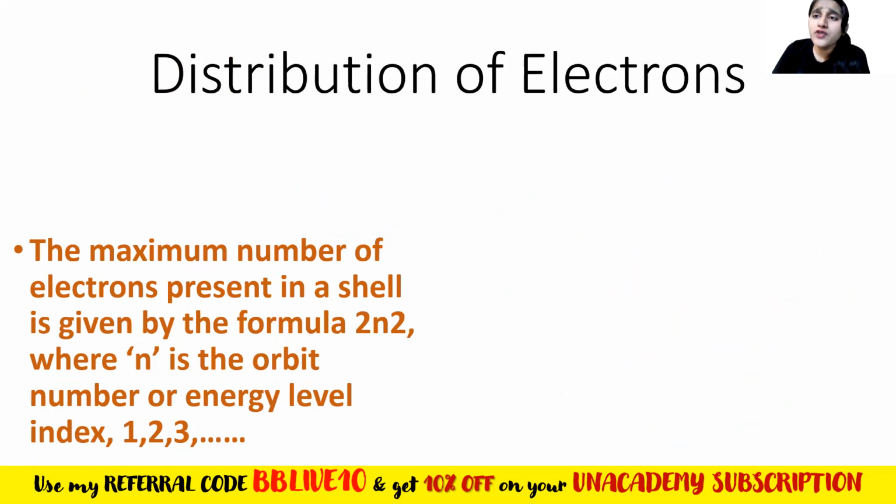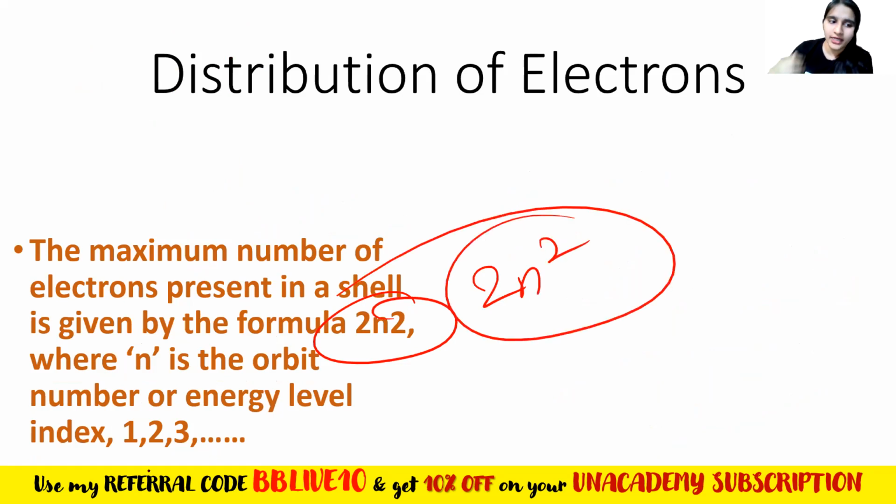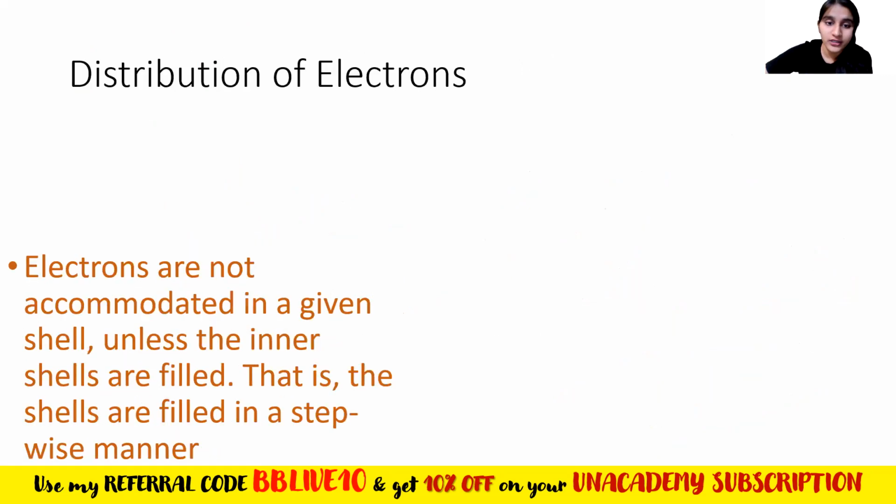Next is distribution of electrons. When I talk about distribution of electrons, we are already done with it. The maximum number of electrons present in a shell is given by the formula 2n², that is 2n square, where n is the number of the energy level. As you already know, K is 1, L is 2, M is 3, and N is 4. Similarly, it goes on.